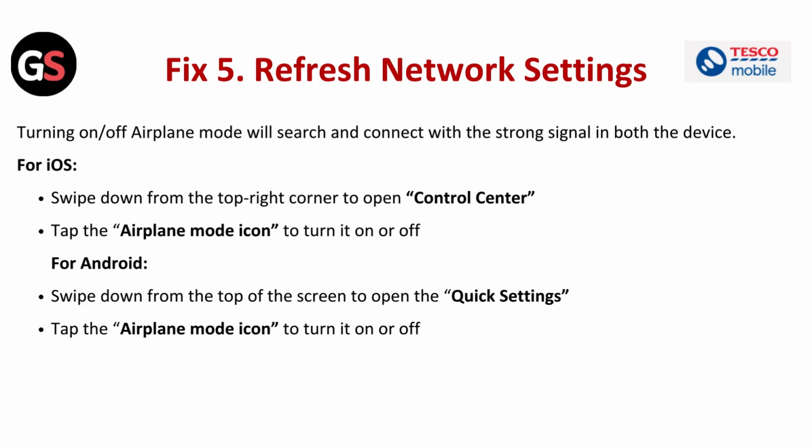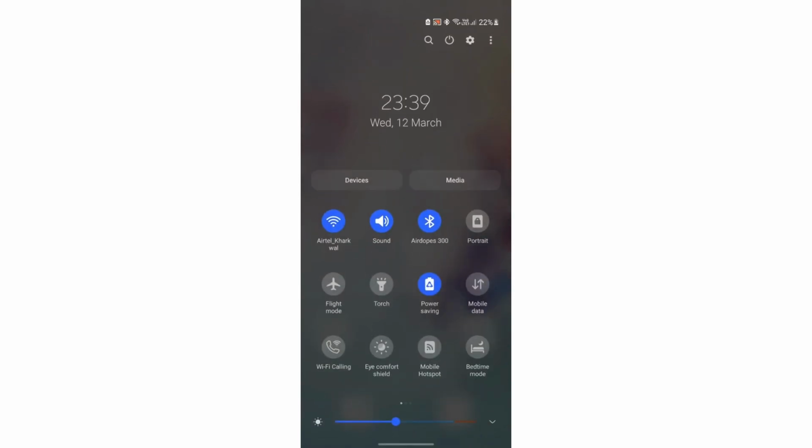Fix 5. Refresh network settings. Turning airplane mode on or off will search and connect with the strongest signals on both devices. For iOS, swipe down from the top right corner to open Control Center. Tap the airplane mode icon to turn it on or off. For Android, swipe down from the top of the screen to open the quick settings. Tap the airplane mode icon to turn it on or off.